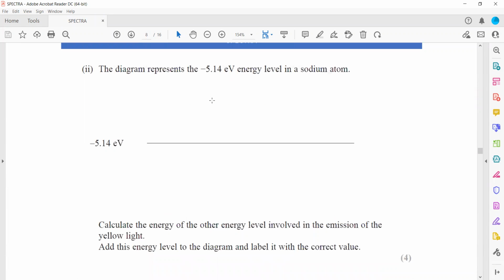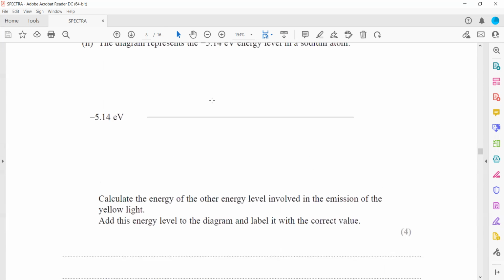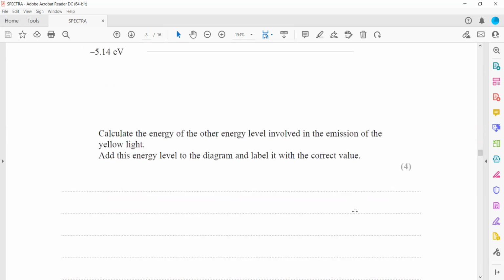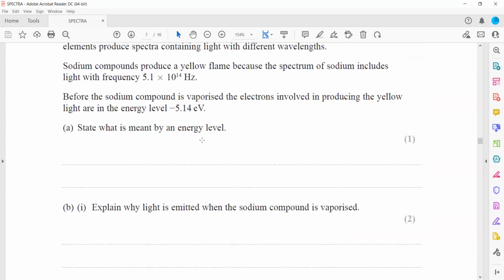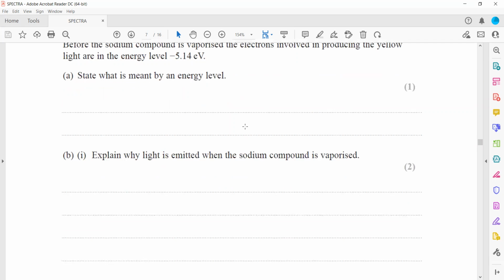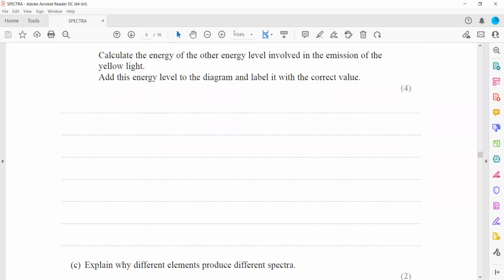The diagram represents energy levels, 5.14 in sodium. Calculate the energy of another level involved, and add this level to the diagram and label the value correctly. So we have one of the levels there, and the energy emitted is also given. A frequency is given, 5.15 into 10 to the power 14. So using this frequency, we will work out first how much energy is there, and using the energy we'll work out the difference, because that is equal to the difference.